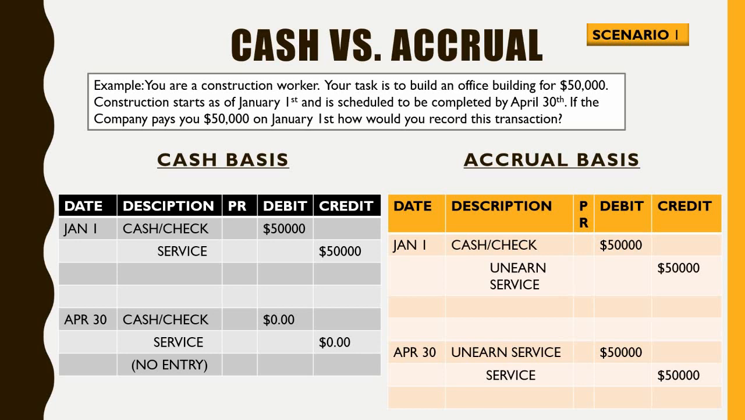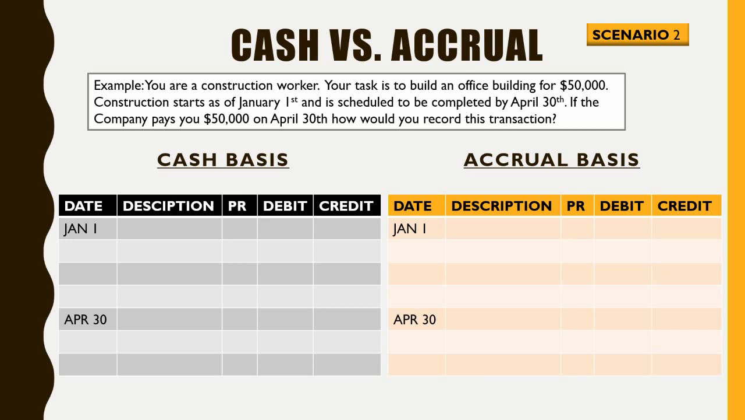Then in April, that's where we undo the unearned services and we claim that we did the revenue for the $50,000. So in this case, we're recording the cash, but we haven't recorded that the service has been completed until April, where we redeem that prepaid amount and then record that the service has been completed. So that's a difference when journalizing on a cash basis versus an accrual basis. And that's just scenario number one.